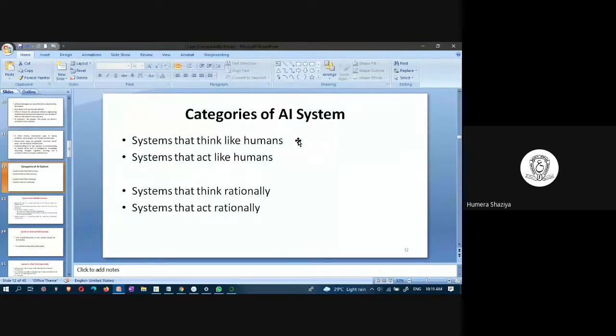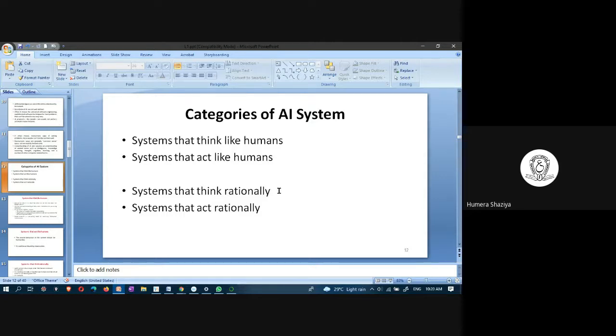That thinks like humans means they just think, but they may not act. That acts like humans means like robots that can move like a human, means they can also act. A laptop cannot move. Can a laptop move from one location to another? No. But on a laptop we can have an AI software that can think like humans. But then there would be a robot that can also act like humans, that can move around, that can navigate.